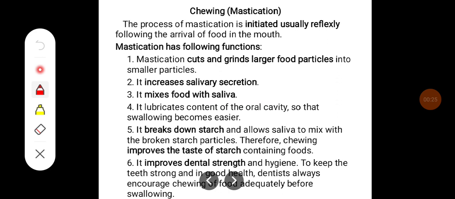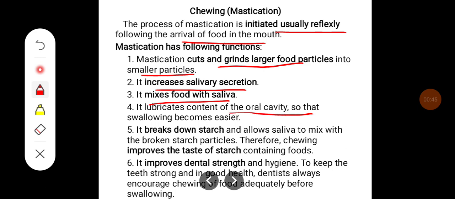Chewing or mastication. The process of mastication is usually initiated by reflex following arrival of food in the mouth. Mastication has the following functions. Mastication cuts and grinds larger food particles into smaller particles. It increases the salivary secretion. It mixes the food with the saliva. It lubricates contents of the oral cavity so that swallowing becomes easier.